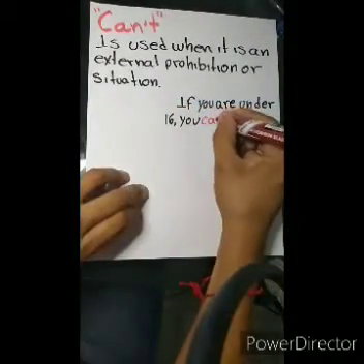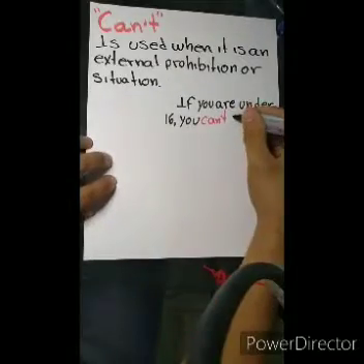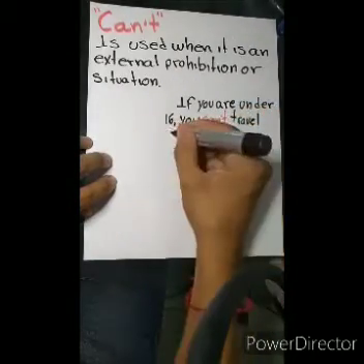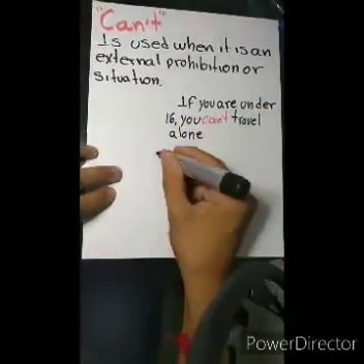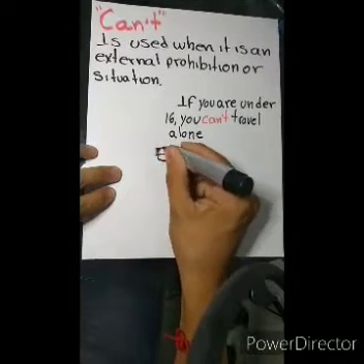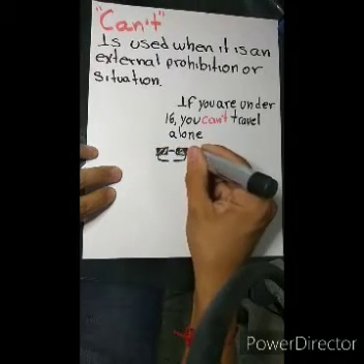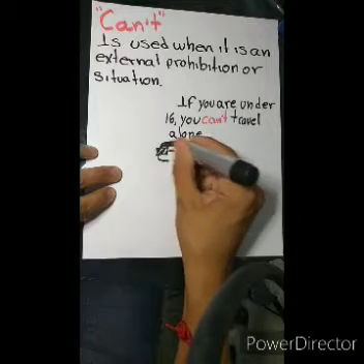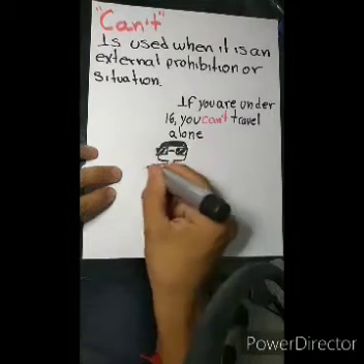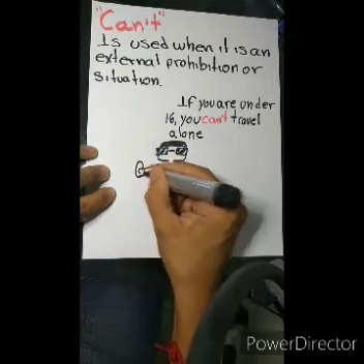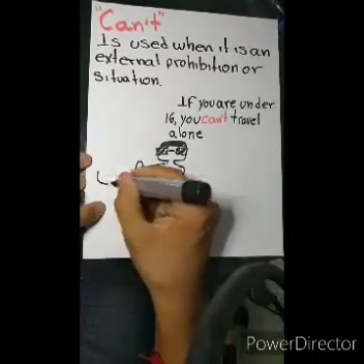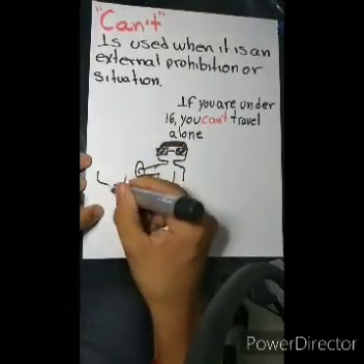And this is used with an external prohibition or situation. This means external rules. What's prohibition? Prohibition is the act of forbidding something. For example, when Mom places a prohibition on watching TV during dinner.